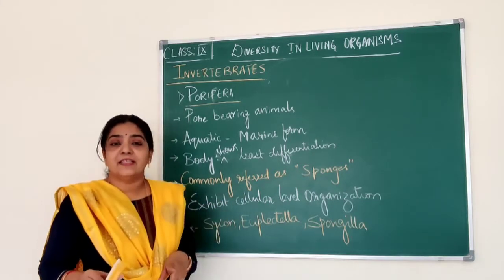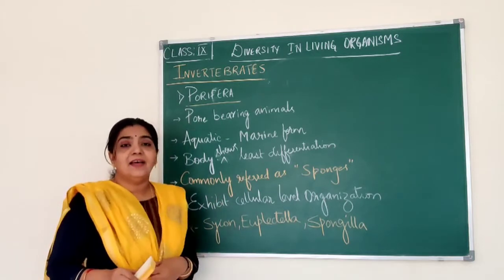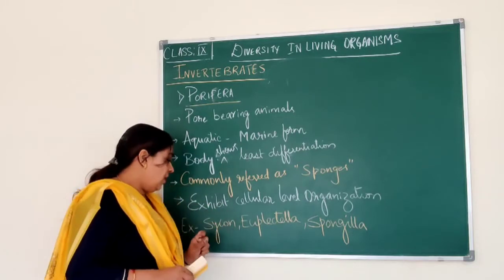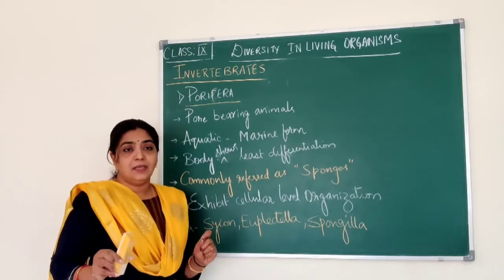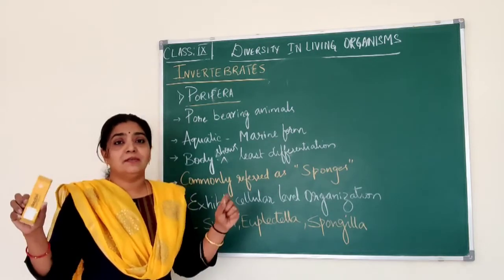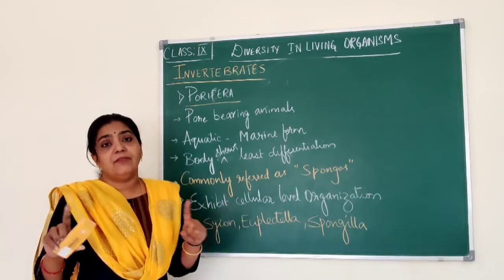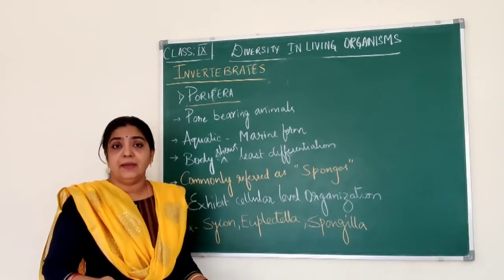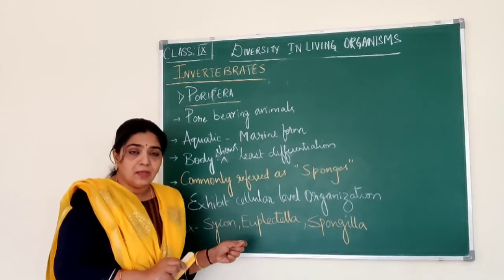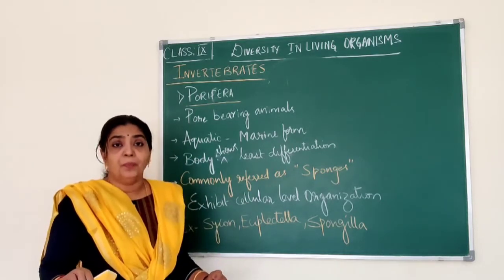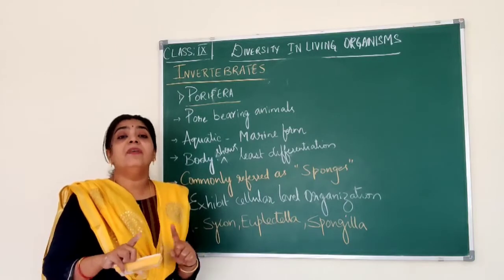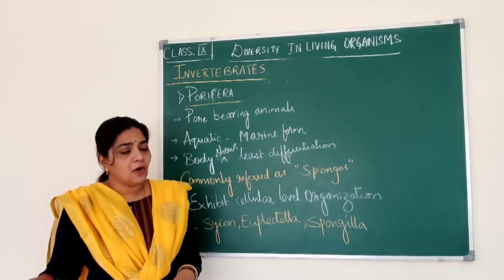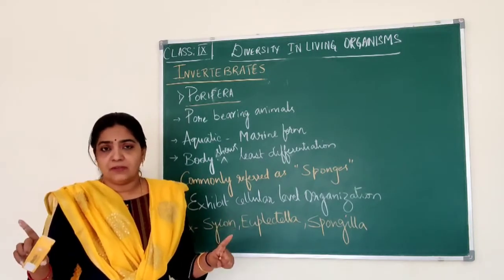And these organisms exhibit cellular level organization. That means, when we talk about animals, what comes to our mind is tissue grade. We know that our body is made up of different tissues, organ systems. But when we talk about these animals, they don't have any tissue; their body is made up of different types of cells. So, you know the definition of tissue?